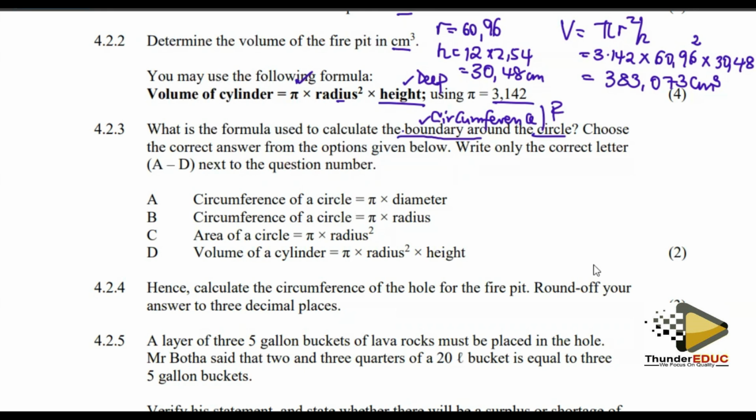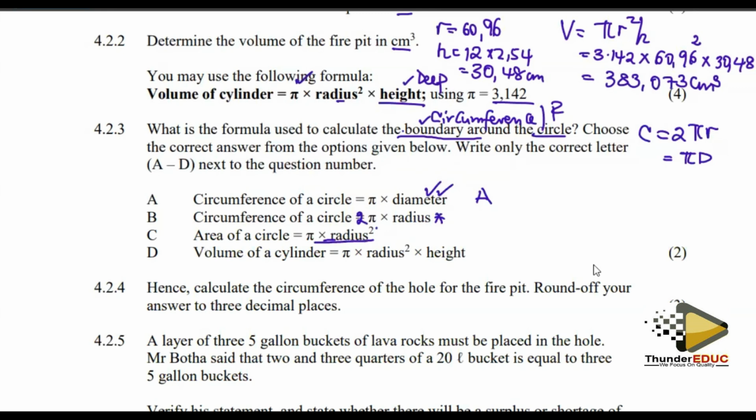So now they're asking you which one will be right. Now, remember very well that circumference will always equal 2 pi r, or you can use pi d. The circumference of a circle equals pi d. This is okay. A is fine. Circumference, no. 2 is missing here. No. This is area.